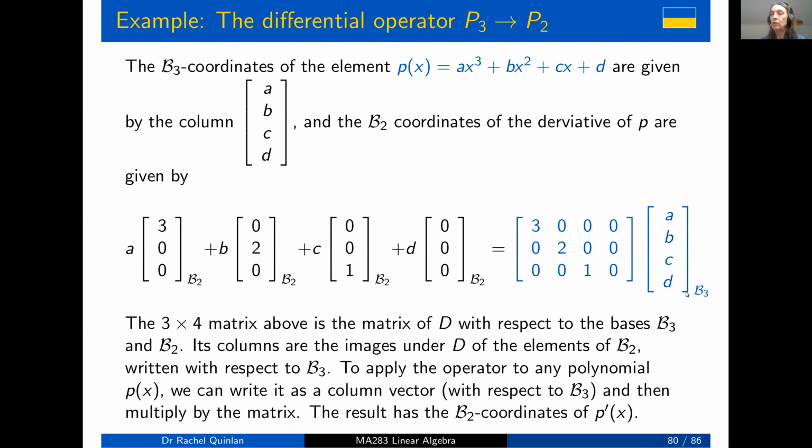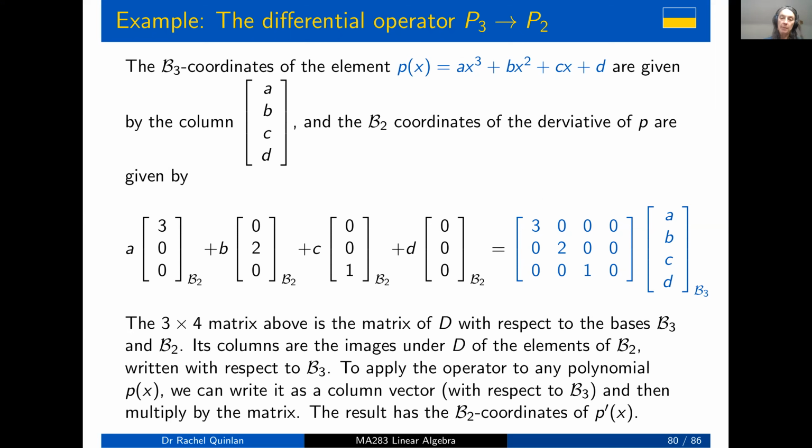The result of that operation, of course, is a column vector of length 3. It is the coordinates of the derivative of this p of x with respect to the basis x squared, x, 1. So this 3x4 matrix is referred to as the matrix of the differential operator with respect to the bases B3 of the domain P3 and B2 of the target P2.